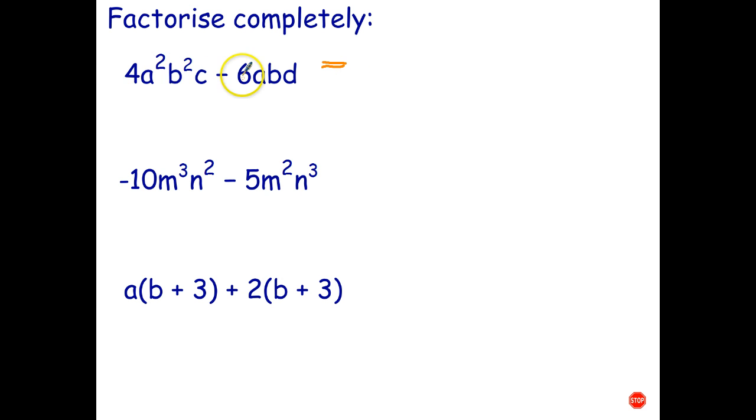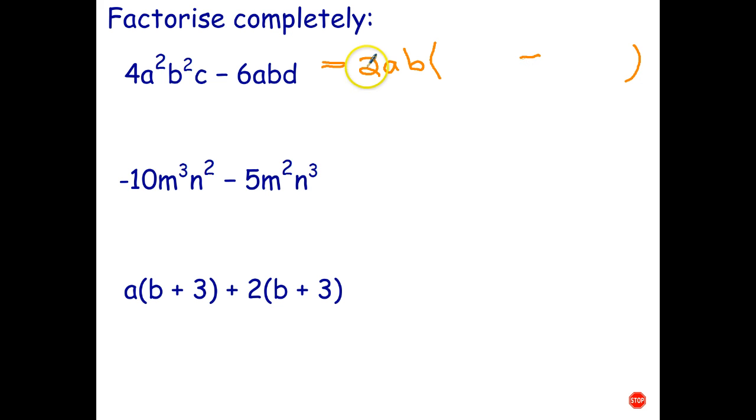Okay, with a 4 and a 6, the highest common factor of those is 2. I've got 2 A's there and 1 A there, so I can take out a common factor of A. I've got 2 B's and 1 B. I can take out a common factor of B. C and D are not common because they're not in both terms. So that's my highest common factor.